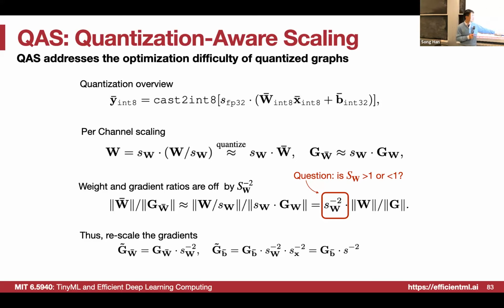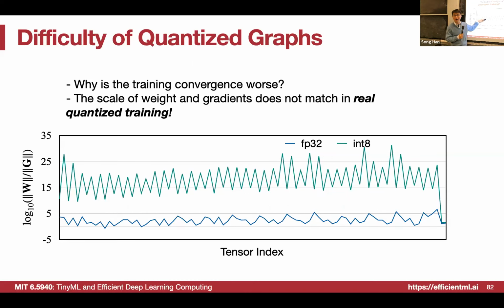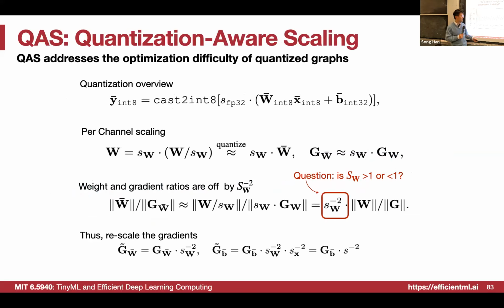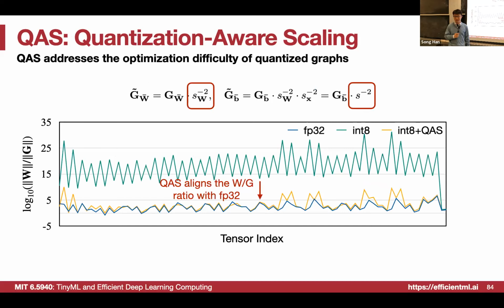So SW is something smaller than 1, so the power of -2 is something much larger than 1. So the gradient becomes larger. So we can actually learn stuff. Previously, the gradient is too small, W over gradient is too large. You're not learning much. Large weight, super small gradient, you're not learning stuff. But here, we scaled up the gradient so that we can actually learn the stuff.